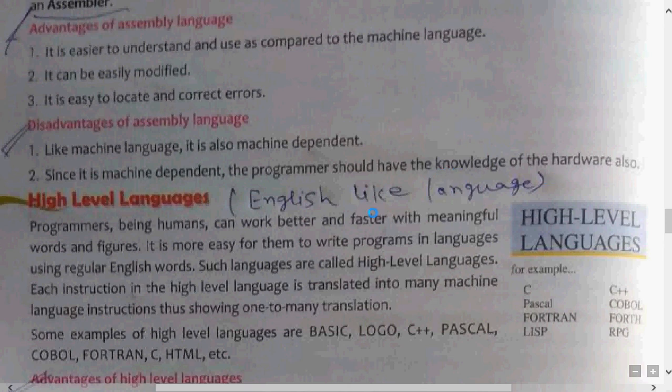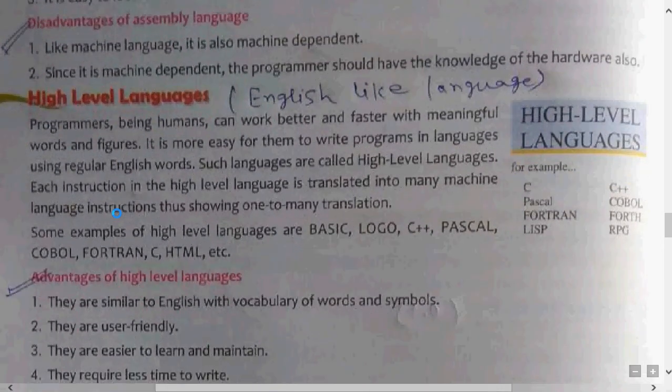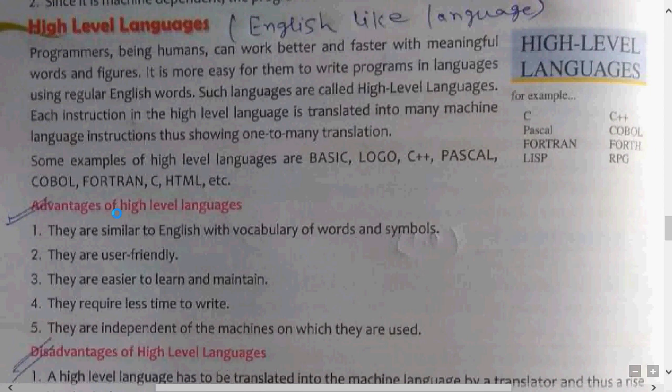Next is the third type of programming language, and the second category, high level programming language. It is an English-like language, and all the languages that we have discussed, like HTML, XML, Java, C, C++, these all are high level programming languages. It's an English-like programming language, and it's very easy to understand, very easy to learn. So let's see what the advantages of high level language are. They are similar to English, with a vocabulary of words and symbols.